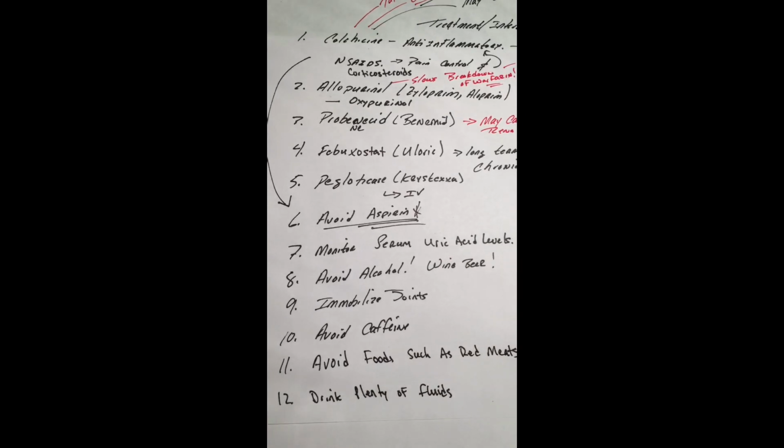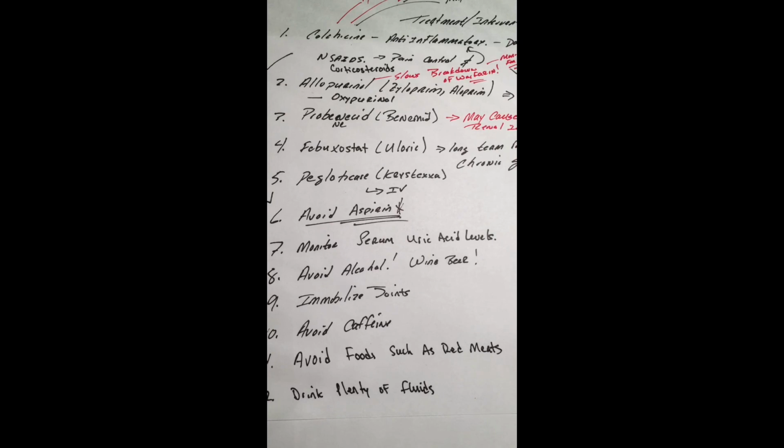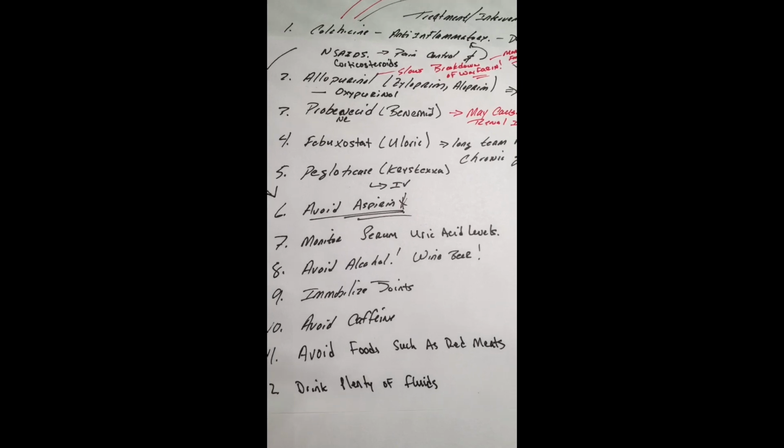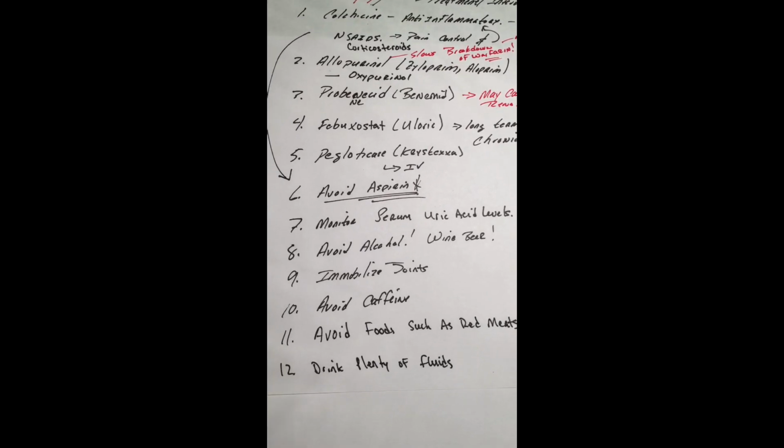You will tell your patient to again avoid foods such as red meats, shellfish, spinach, things that we talked about before. And last but not least, again, you want to inform your patient to drink plenty of fluids, again, 2 to 3 liters per day.